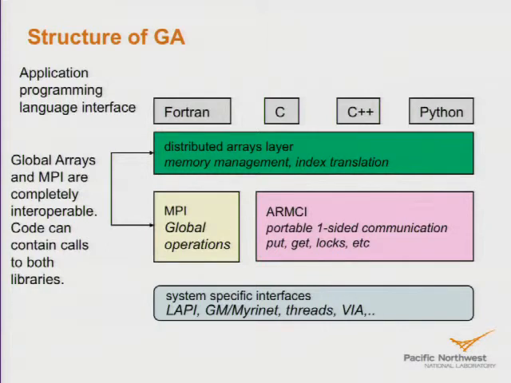So this is where most of the functionality exists. And because we use the MPI runtime, or at least one of the options for building GA is to use the MPI runtime, that allows us to have compatibility with MPI libraries.